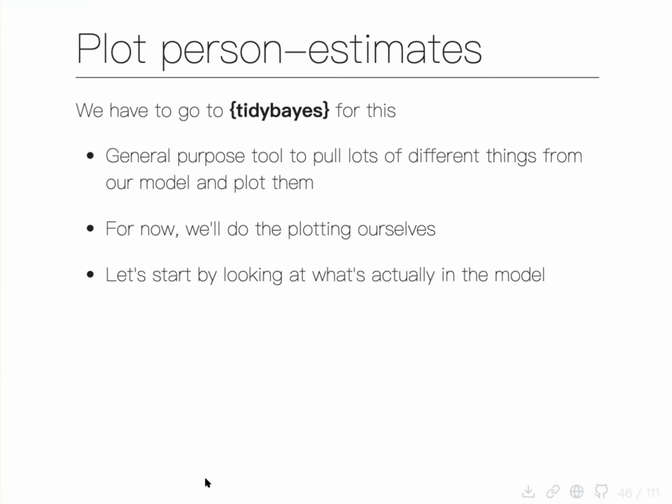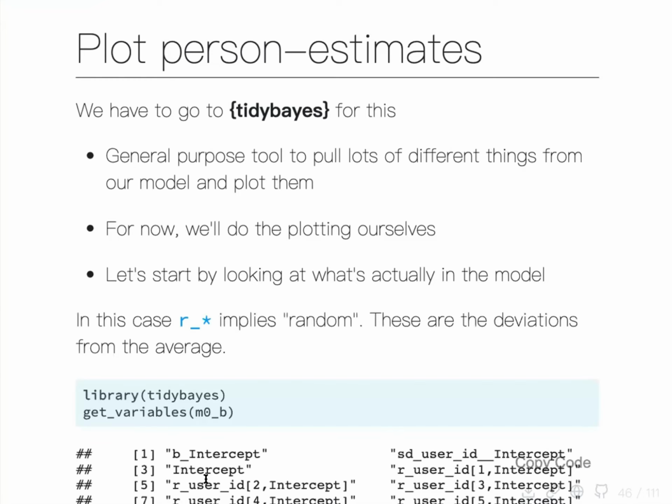Okay, so what we'll do is start by saying, what are the actual things that are in our model? We do that by first loading tidybayes, and then applying this function get_variables. Okay, and it tells us there's this intercept. We also have the standard deviation of the intercept. I'm not sure what that other intercept is there, but this is our actual coefficient, b_Intercept. But then we have all these r ones, okay? r_userID[1], r_userID[2]. And for all of those, they say intercept. That's because all we have that's randomly varying is the intercept, okay?